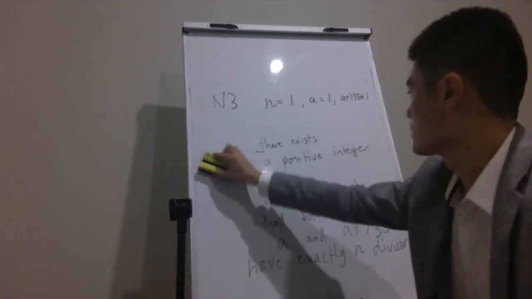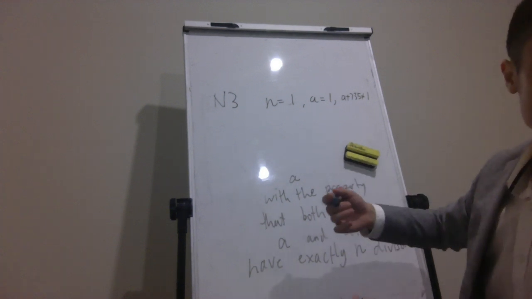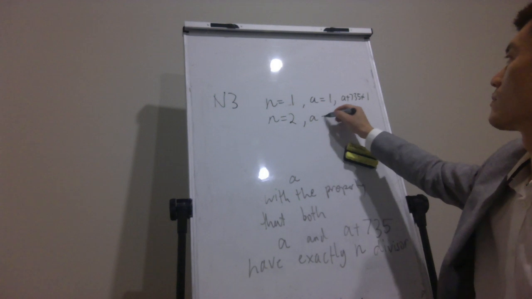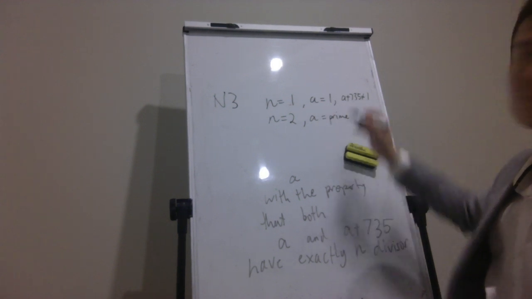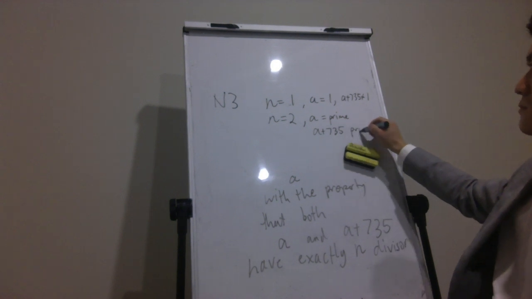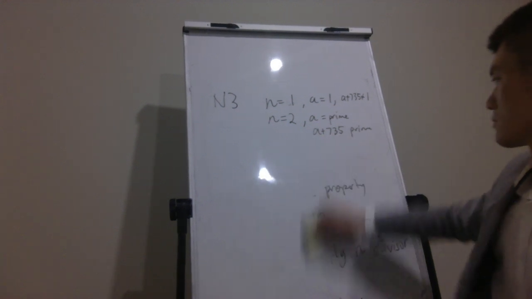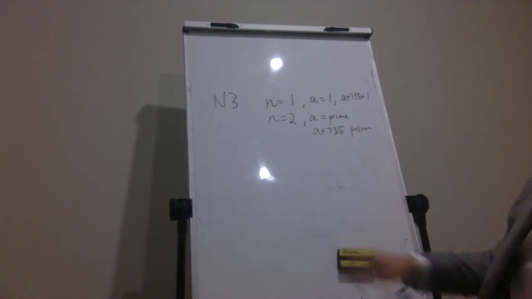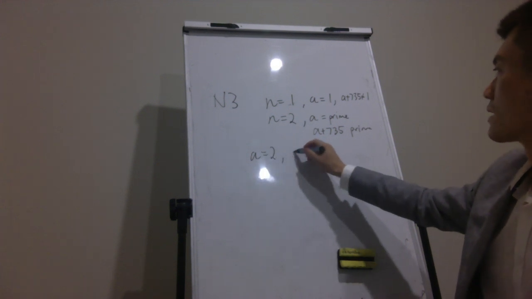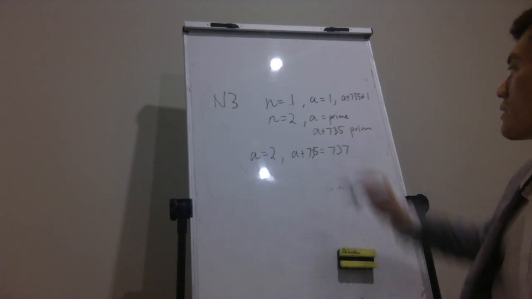Okay, so what if n equals 2? Then there would have to exist an a with 2 divisors, which means a has to be prime, right? n equals 2, and then a is prime, and then a plus 735 is also prime. One thing you might want to check is an easy prime. So a is equal to 2, for example, which is prime. And then a plus 735 is 737, and you have to wonder if that's prime or not.